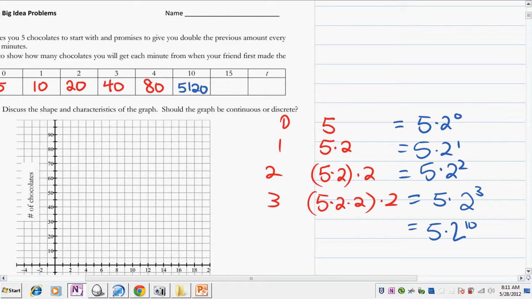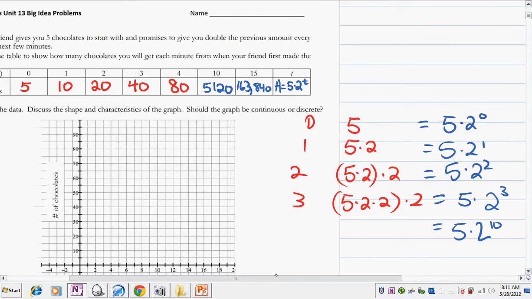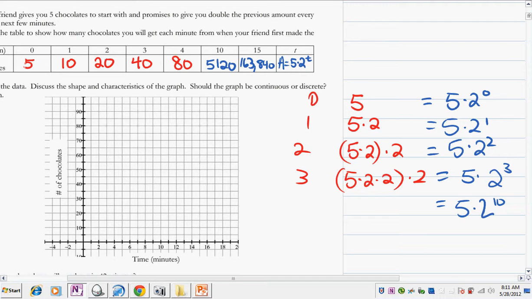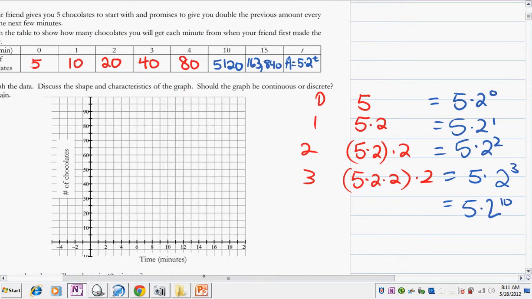5 times 2 to the 15th starts to get really big, 163,840. And generally what we're talking about now is the amount you have of chocolates is equal to 5 times 2 raised to the t. So for any given t, I can sort this out. This is an exponential growth function because it is getting bigger. You're getting more each minute as opposed to less by an exponential amount.